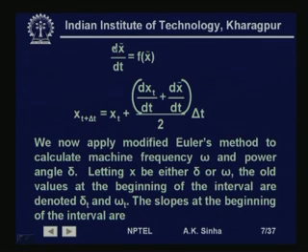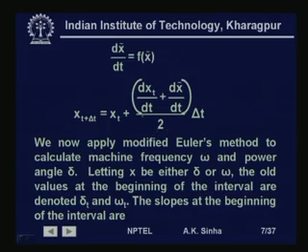Okay, so this is the slope that we have written, f x dash, and x t plus delta t is nothing but x t plus the slope at the beginning plus the slope at the end of the interval divided by 2, that is the average slope, into delta t. So, we now apply the modified Euler method to calculate the machine frequency omega and the power angle delta. That is, we will use this modified Euler method for the swing equation solution.